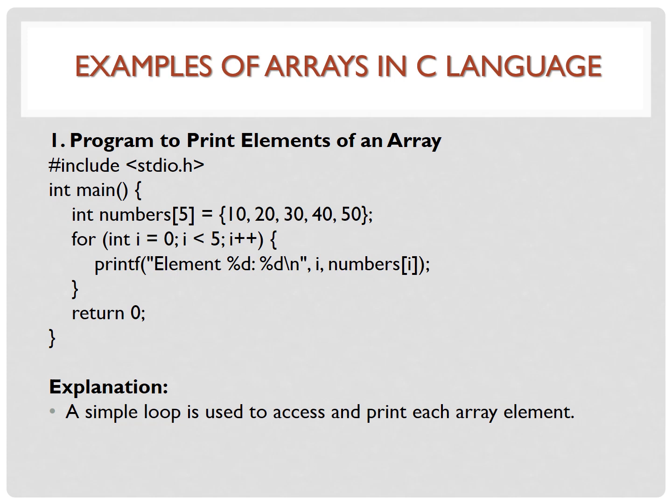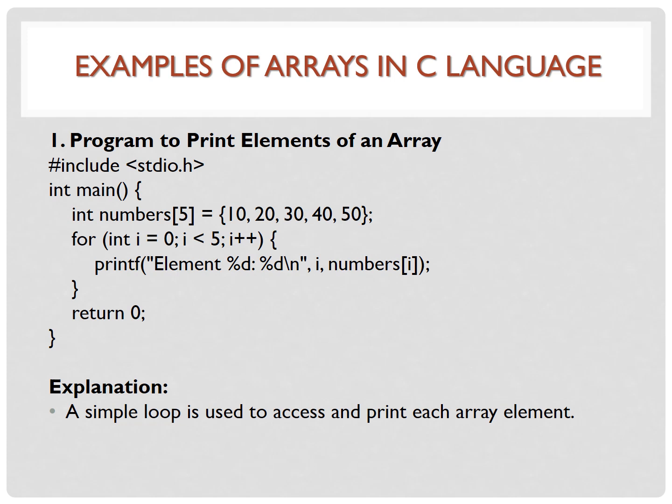Now we can see an example of an array, how to print elements of an array, right? A program to print elements of an array. Here the first line is a preprocessor directive which includes the standard input-output library. Next, int main. The first line is int numbers[5] having 10, 20, 30, 40, 50. So the line declares an integer array named numbers with 5 elements.